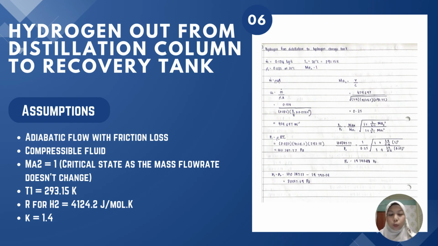Next, we need to find the pressure 1, which is 100,347.77 Pascal. Then we will substitute all the values that we got in the formula, which shows the equation between the pressure and the Mach number. Then we will get the P2 value, which is 19,790.08 Pascal. For the pressure drop, P1 minus P2, we will get 18,557.69 Pascal.